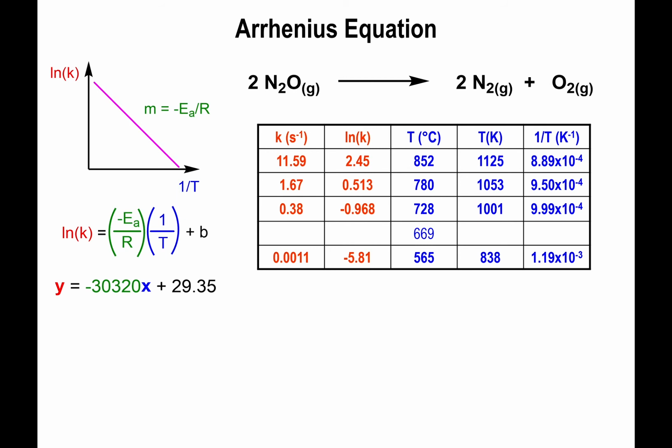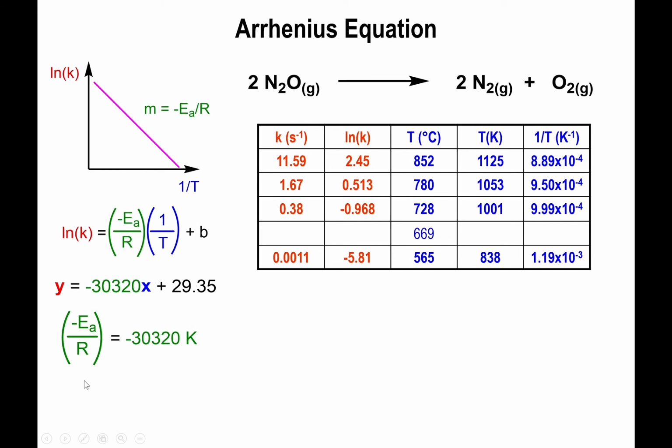So if you plot ln of k versus 1 over T, you're going to get a line, and this line has the following slope and the following y-intercept. Now the thing to be remembered and kept in mind is that the slope represents negative activation energy over R. So literally this negative 30,320 has to equal negative activation energy over R.